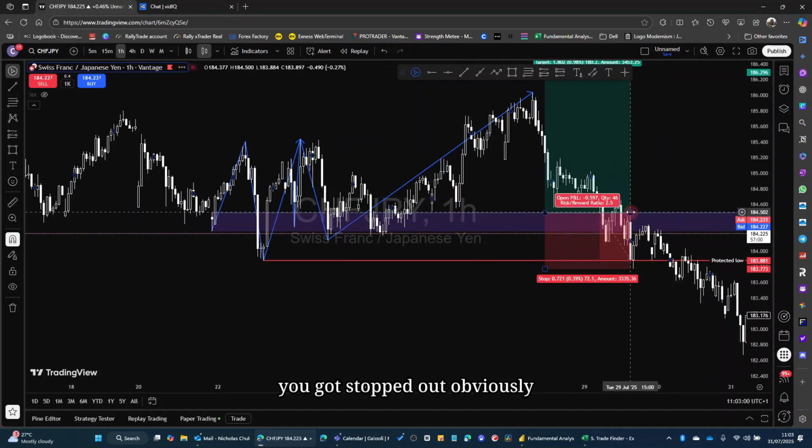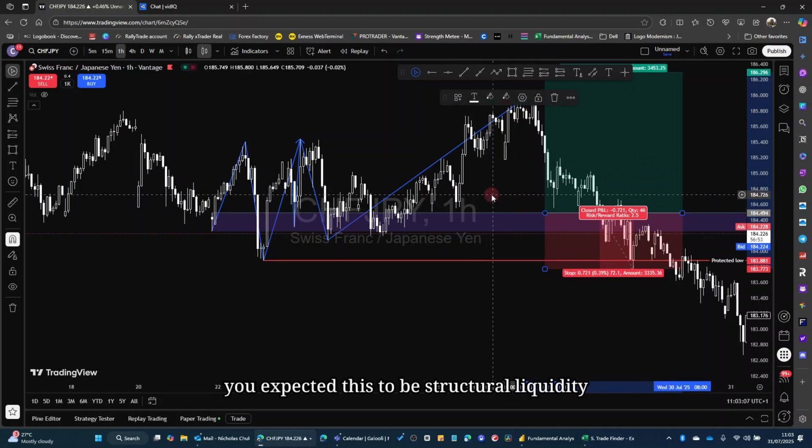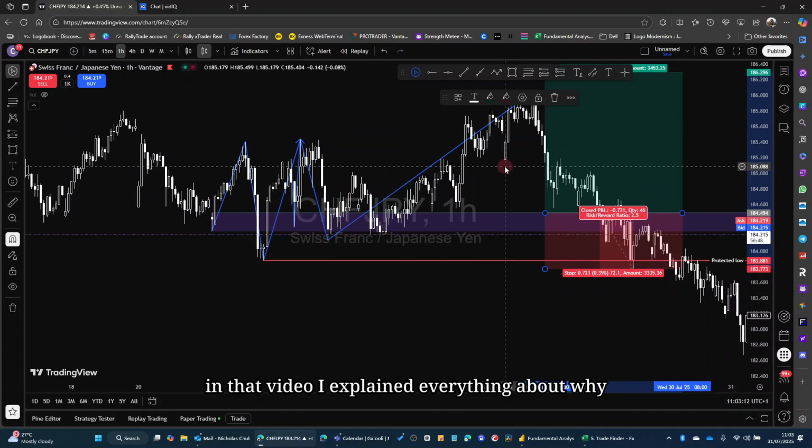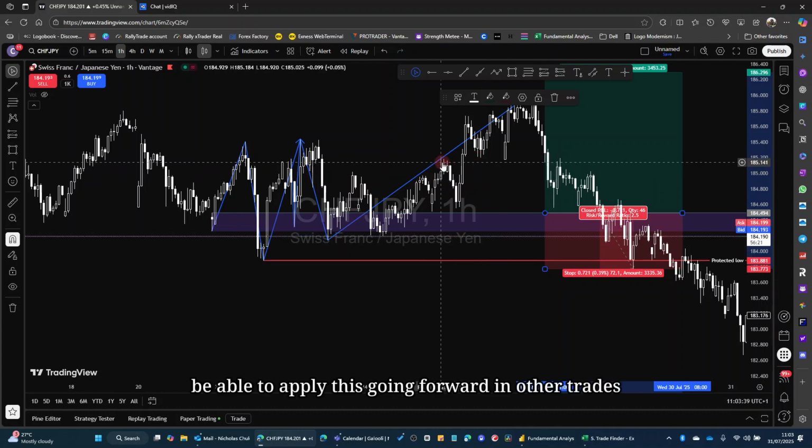It got stopped out, obviously, and it's not a good thing to talk about. I get it. You expected this to be structural liquidity. In that video, I explained everything about why that was not structural liquidity. But if you're still in doubt, go back to that video, take a very good look at it and watch every single part of it, and you will get exactly why that was not structural liquidity. Journal this trade and just take it as a trade where you missed the little bit of nuances in the strategy you learned, and then also be able to apply this going forward in other trades.